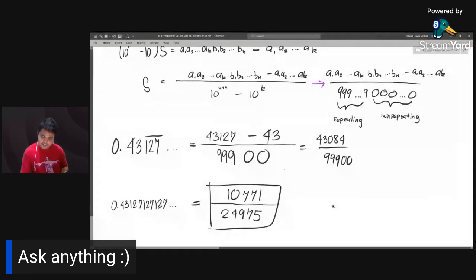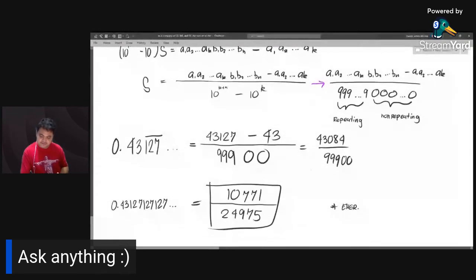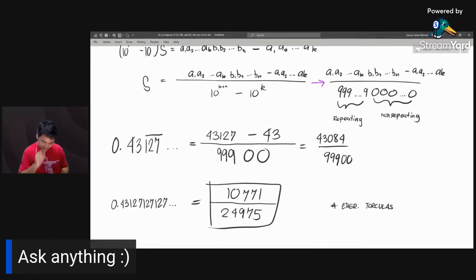Courtesy of kasi nalaman ko lang yung shortcut na to kay Engineer Torculas. Diba? Yung lang naman, yung shortcut. Pero yung derivation actually ngayon ko lang ginawa. Yung derivation.